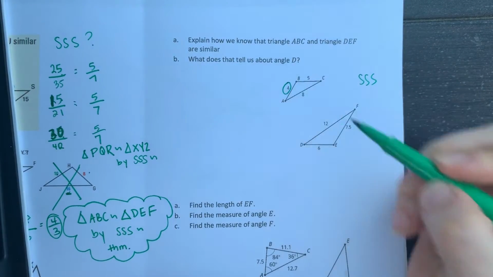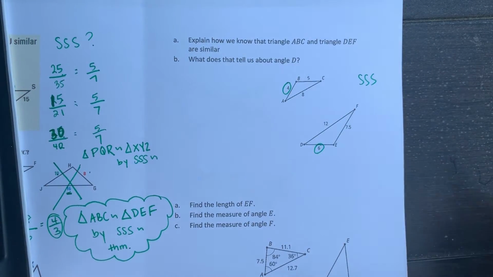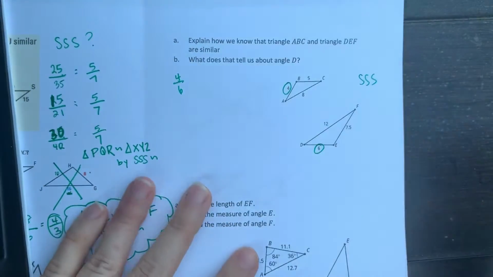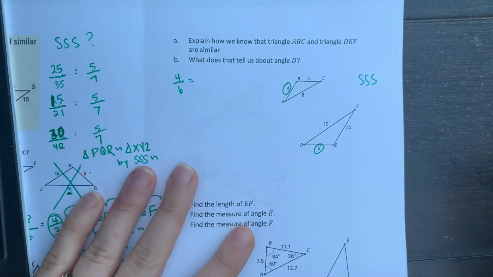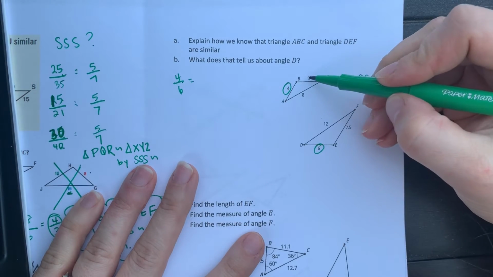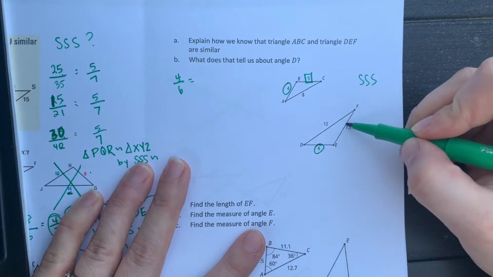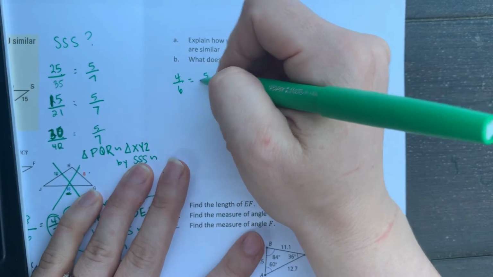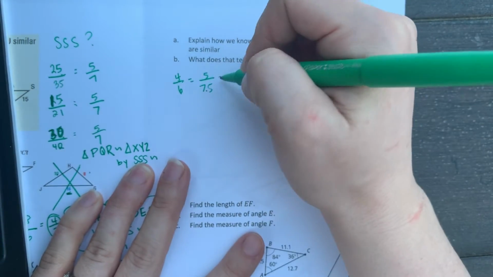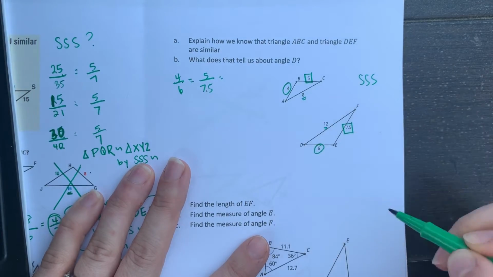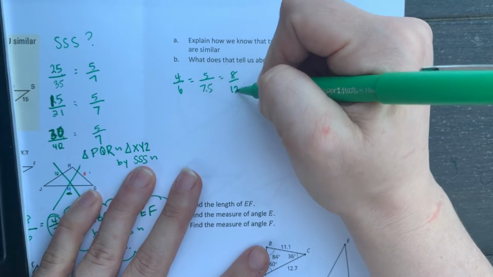So I'm going to start with the small side to the small side. So 4 to 6 would need to equal medium side to medium side, 5 over 7.5, and large side over large side, 8 over 12.